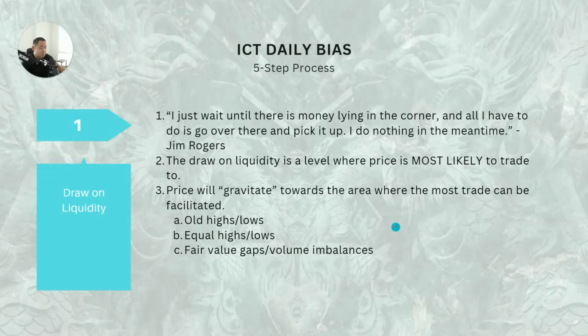So as we dive deeper into some of these things, ICT daily bias, the draw on liquidity. This is a famous quote that I've read in books, or I've listened to in podcasts. It's just been cited so many times. I just wait until there's money lying in the corner, and all I have to do is go over and pick it up. I do nothing in the meantime. So the draw on liquidity is a level where price is most likely to trade to, and price will gravitate towards the area where the most trade can be facilitated.